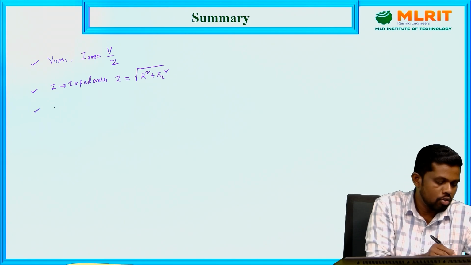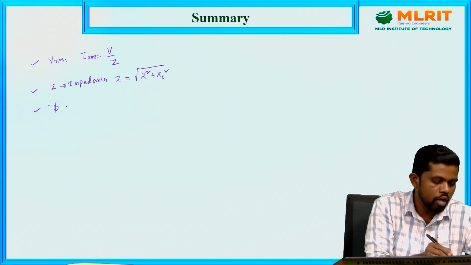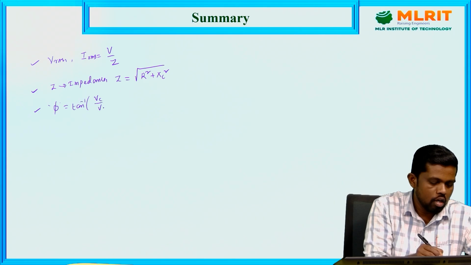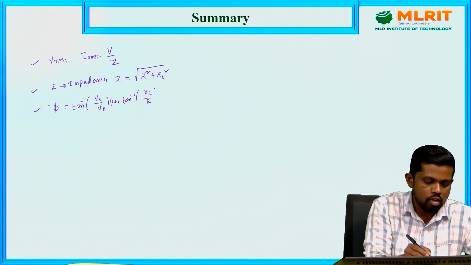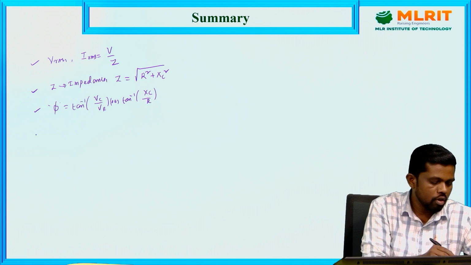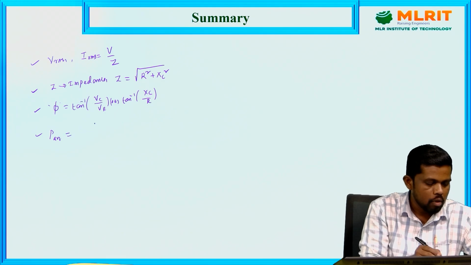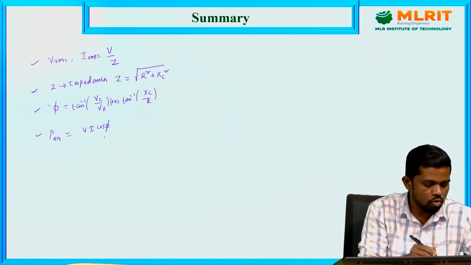After that we also determined the phase angle of the voltage and current, that is phi equal to tan inverse of VC upon VR, or we can say tan inverse of XC upon R, both give the same. After that we also determined the average power taken by the RC series circuit, that is VI cos phi, which is none other than the active power.